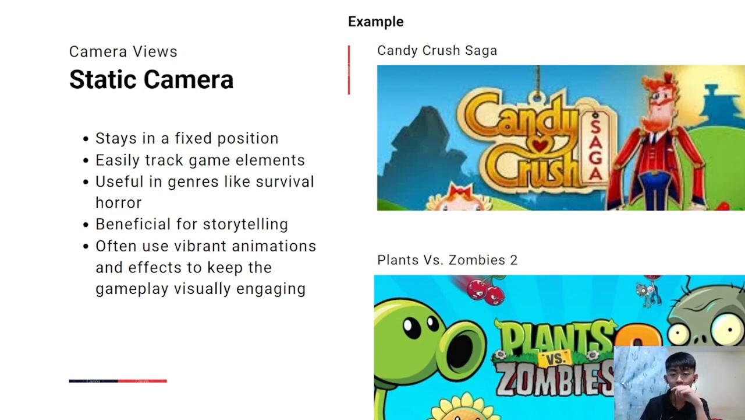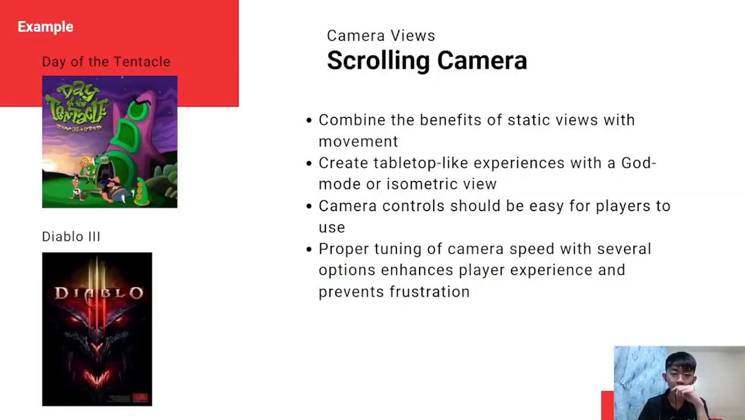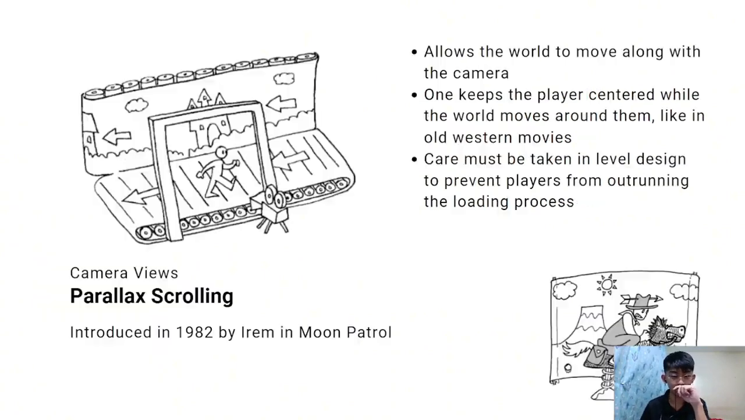The examples here are Candy Crush Saga and Plants vs. Zombies 2. Next, scrolling camera. It combines the benefits of static views with movement. It creates tabletop-like experiences with a God mode or isometric view. Camera control should be easy for the players to use. A proper tuning of camera speed with several options enhances player experience and prevents frustration. Examples here are Day of the Tentacle and Diablo 3.